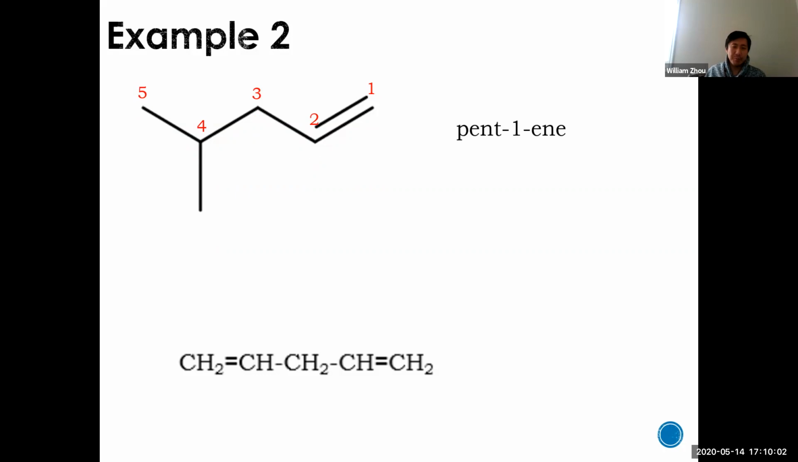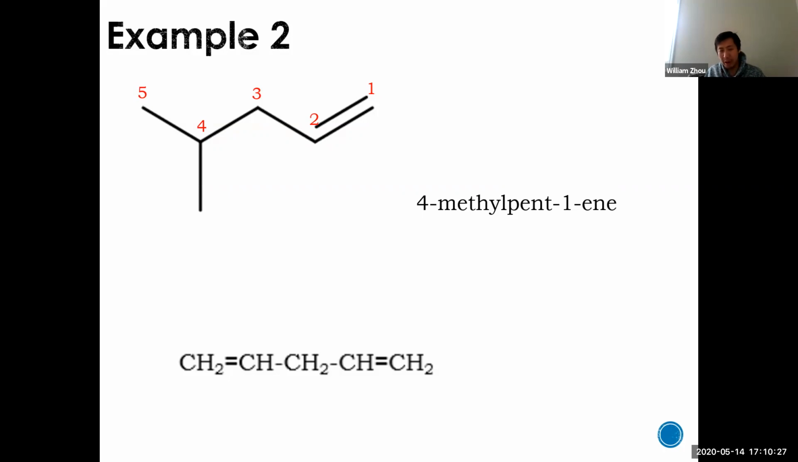The parent will be pent-1-ene again. Okay, that's the longest chain. We name it pent-1-ene. The branch will be 4-methyl. You put this together, it is 4-methylpent-1-ene. All right, so notice that this is very similar to naming alkanes. The only difference is you have to account for the double bond.